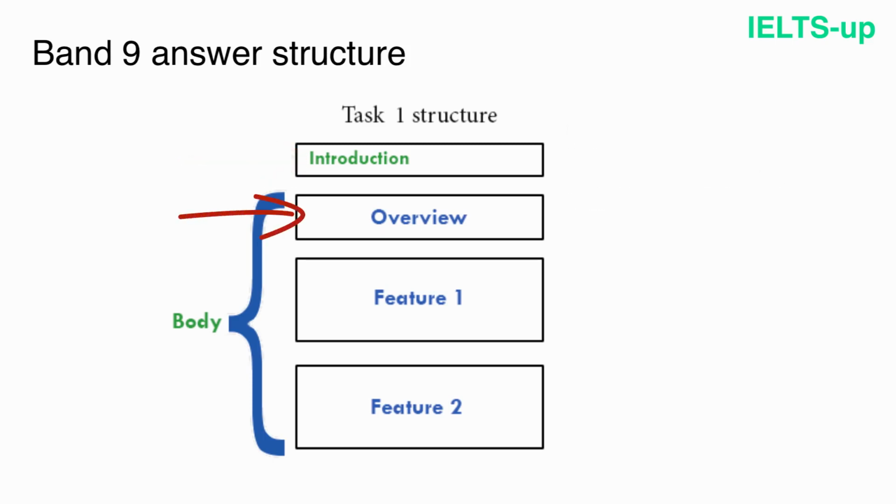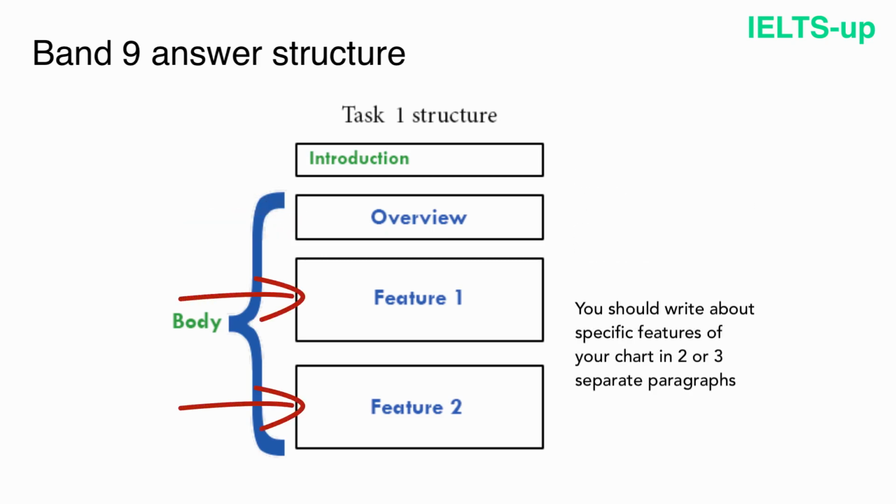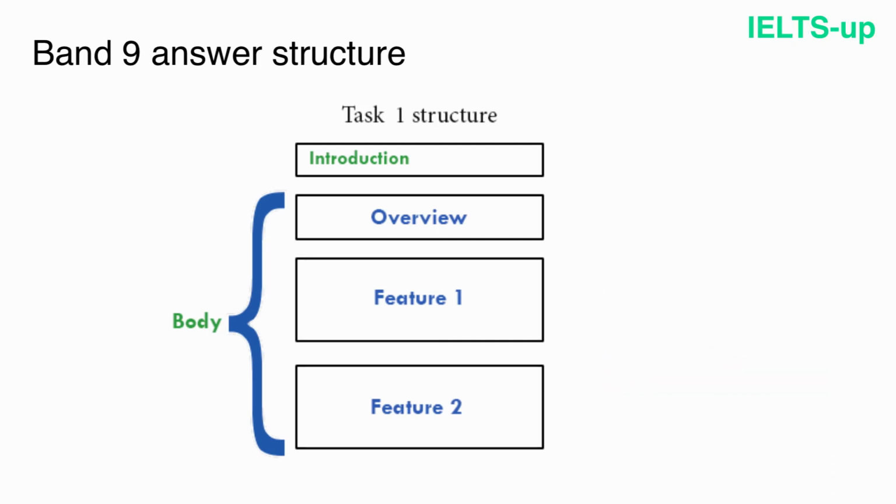Then, you should write an overview paragraph. In this paragraph, you should describe some general trends and features of your chart. Next, you should write about specific features of your chart in 2 or 3 separate paragraphs. And don't forget that your goal in IELTS Writing Task 1 is to describe the presented information in a very clear way, not to give your personal opinion. So don't write a conclusion in task 1. Now you know the answering strategy. So let's start writing our band 9 answer.